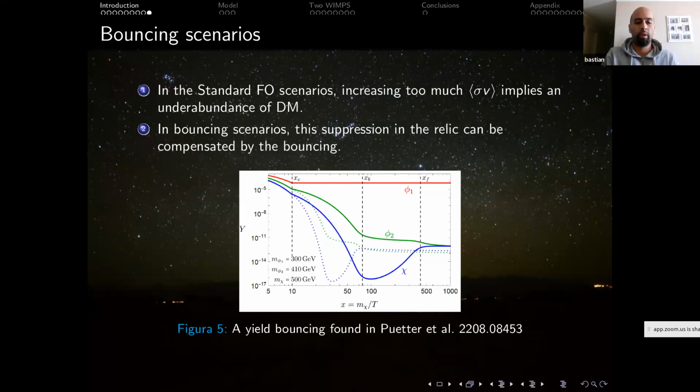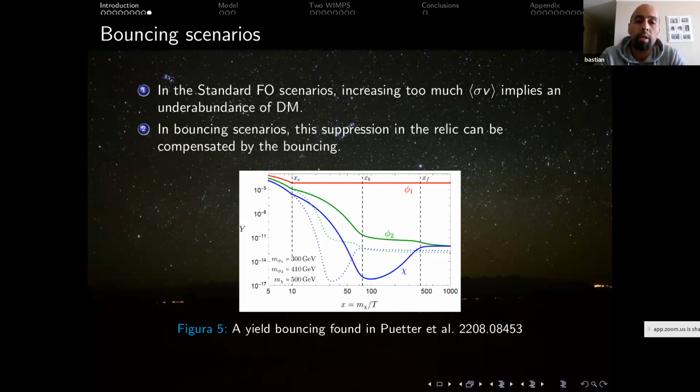Before entering into the work itself, the message I want to give you is that normally in freeze-out scenarios, even in a more complex model in which you have multiple particles in the dark sector, if you increase sigma v too much, the strength of the interactions implies that dark matter will spend more time in thermal equilibrium, and then it would decouple at lower temperatures, implying that the final yield that you get is too small to account for the correct relic abundance.